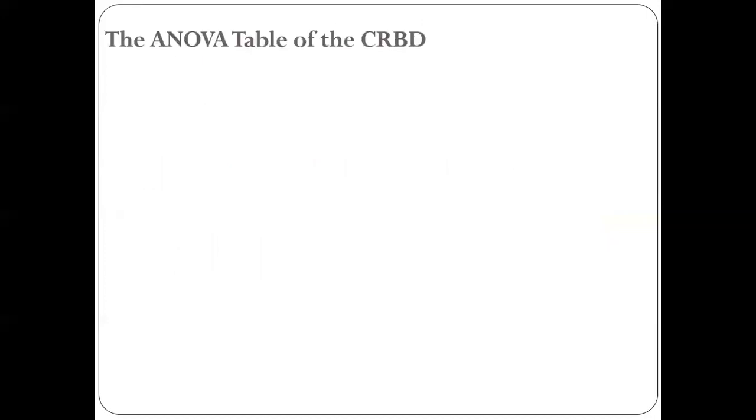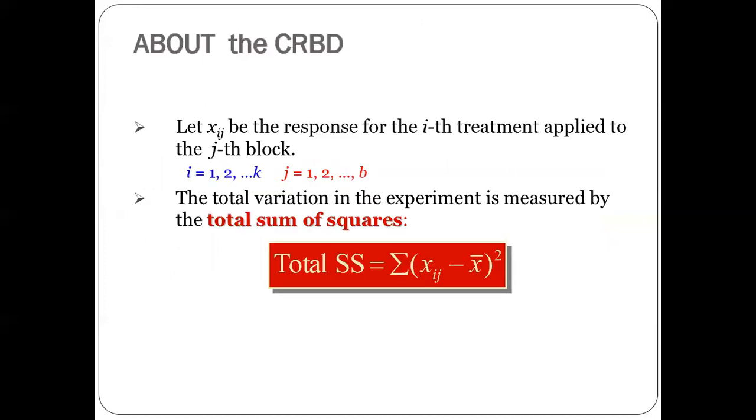When we talk about CRBD, it is also like CRD, where Xij is the response for the i-th treatment applied to the j-th block. The difference is that in two-way ANOVA, we refer not only to treatment, but we must also refer to the block. And the total variation in the experiment is also measured by the total sum of squares.